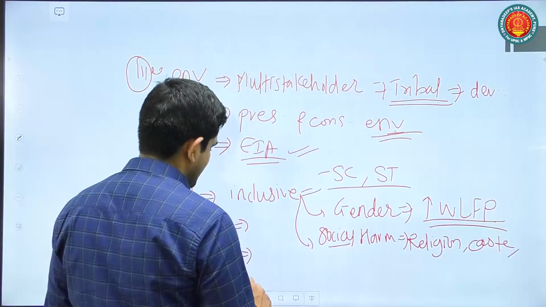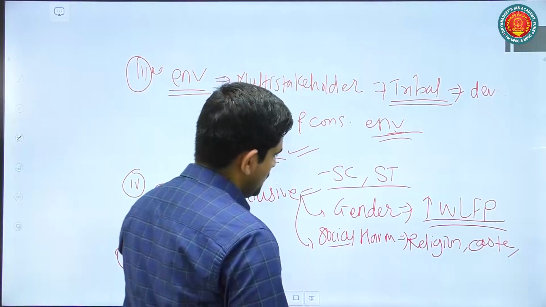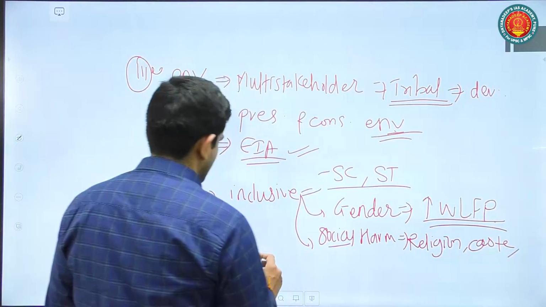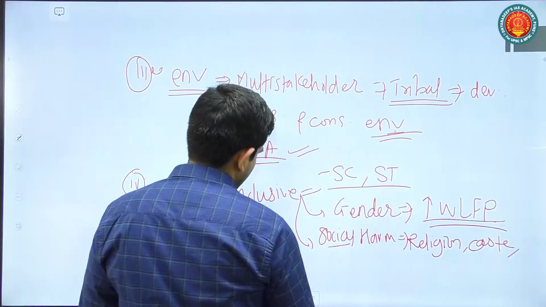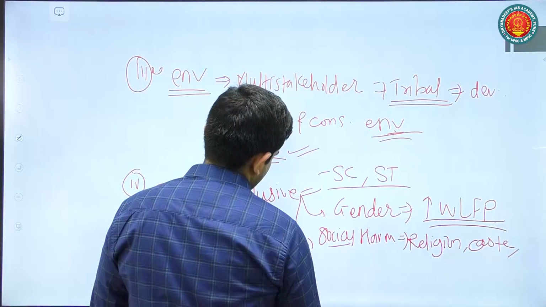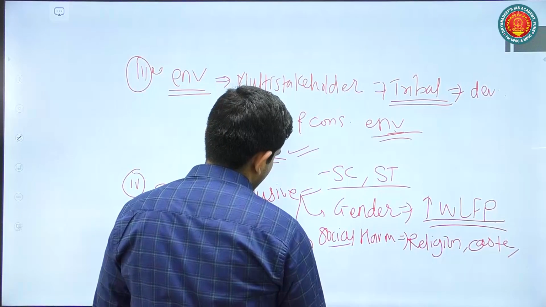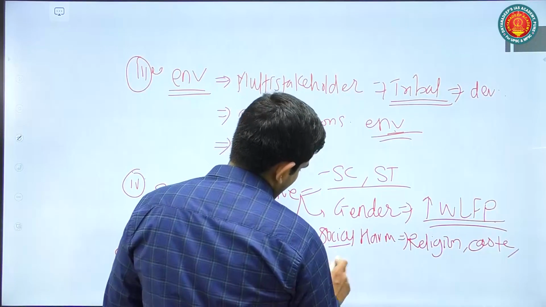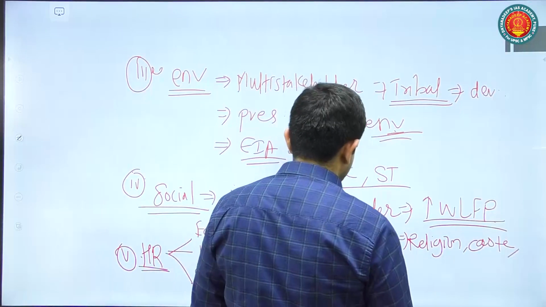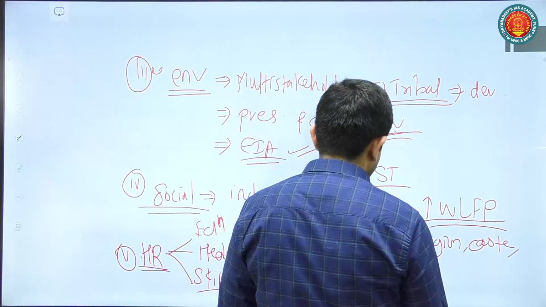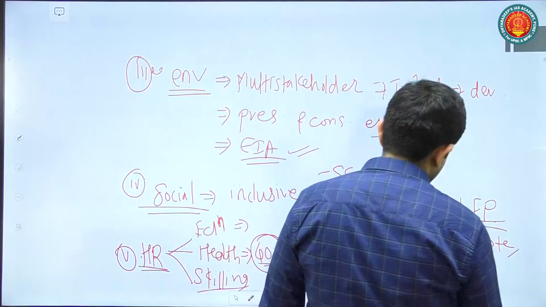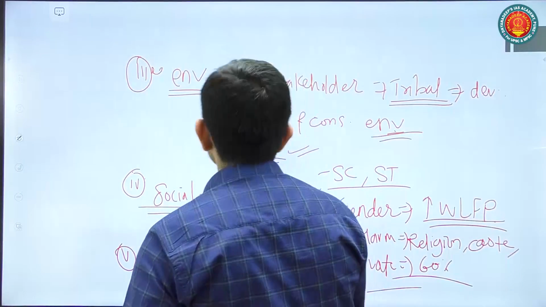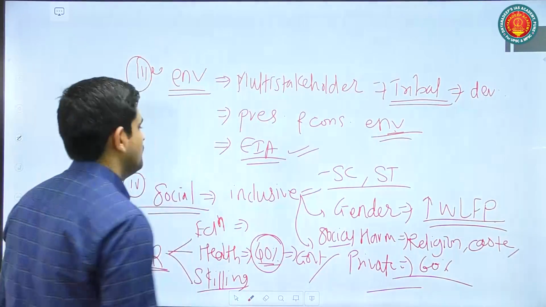For example, in health, we have still been able to cover only 40% of the total expenditure that is coming from the government sector. All other expenditure is coming from the private sector. That is, out-of-pocket expenditure is around 60%. Okay, so these are some dimensions you can mention as a part of development.